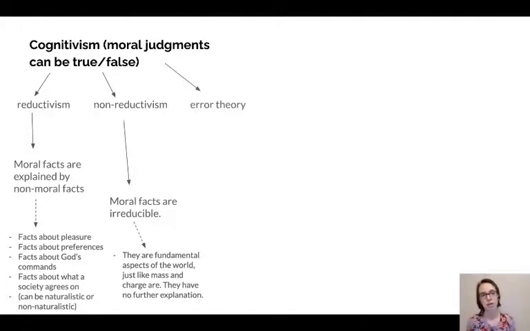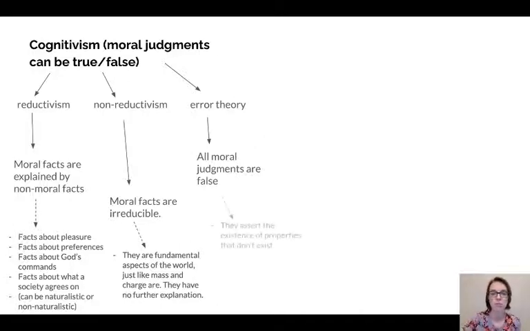Another way of being a cognitivist, which is sort of a radical kind of view, would be to endorse an error theory. So what does this mean? If you believe in this view, then you think that moral judgments are like beliefs and that they can be true and false, but in fact, they're all false. Here's one way you might explain that.